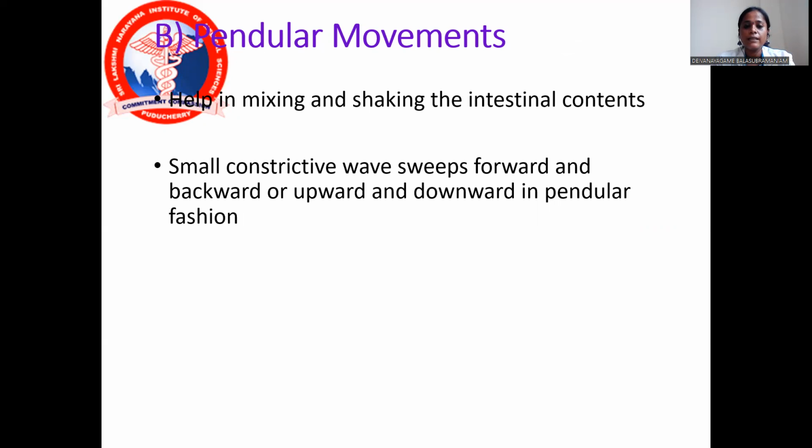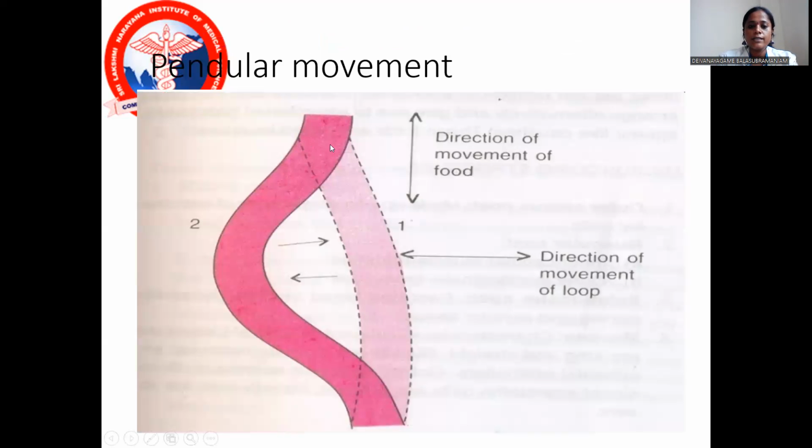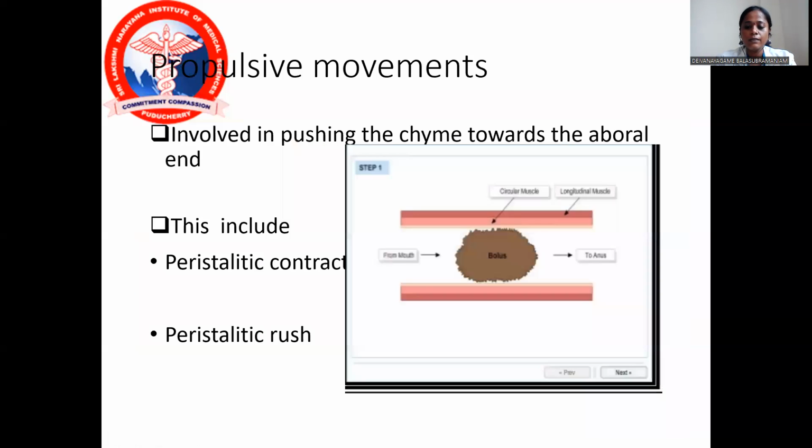A small constrictive wave will sweep forward as well as backward, and upward and downward. This is helpful in the shaking as well as mixing of the intestinal content. You can see it moving forward and backward as well as upward and downward, which is helpful in the mixing of the food, as well as the shaking.